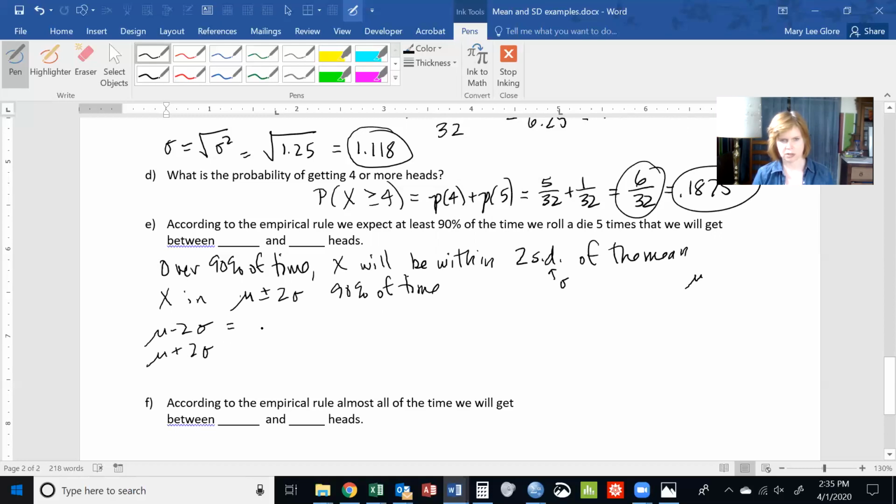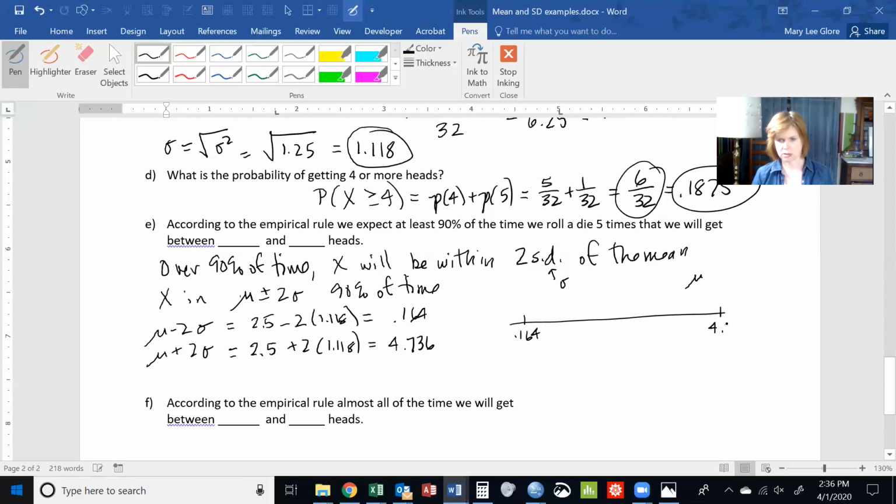And mu, we said that was 2.5. I'm going to subtract 2 standard deviations, and that is 1.118. This ends up being 0.164. Then plus 2 sigma, 2.5 plus 2 sigma, and that gives me 4.736. All right, so here's my interval. Now I've got 0.164 to 4.736, right?